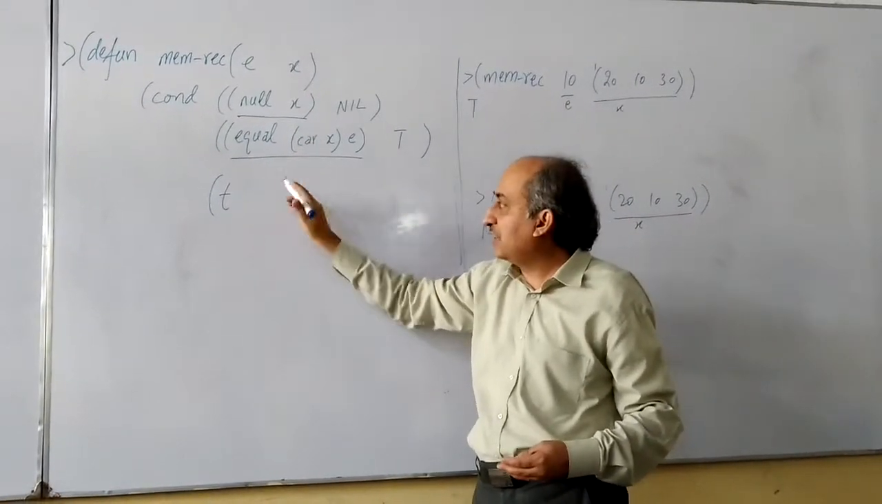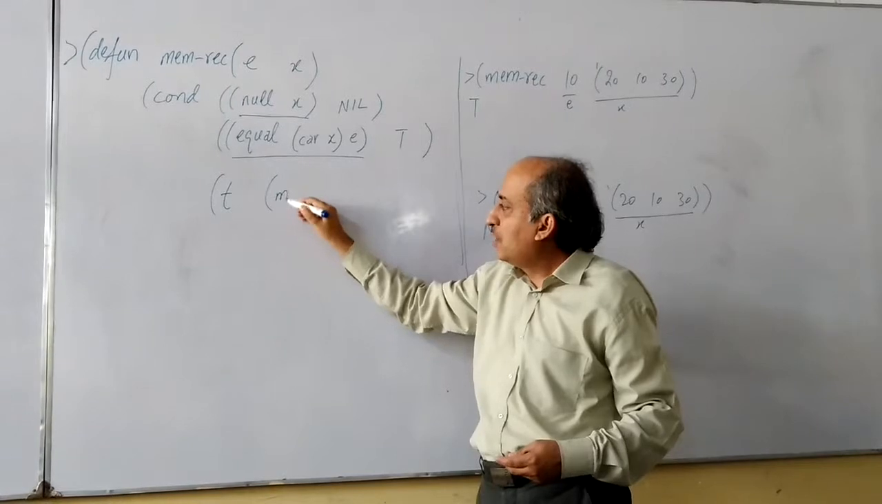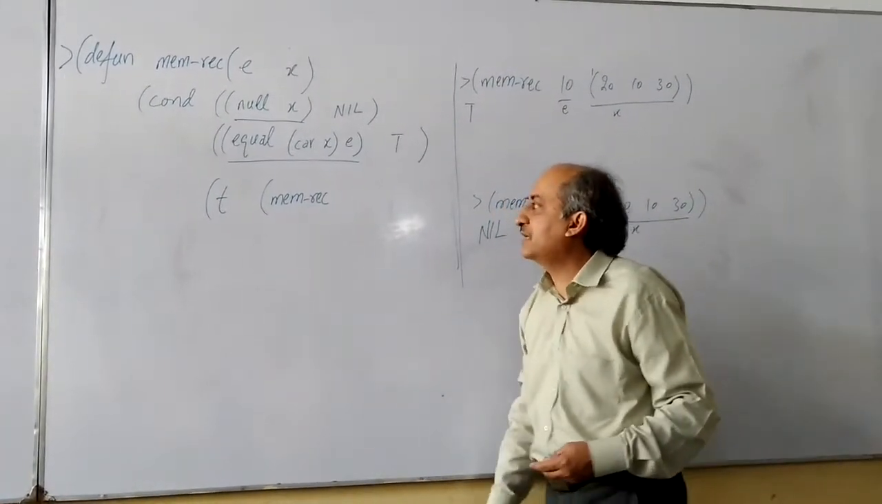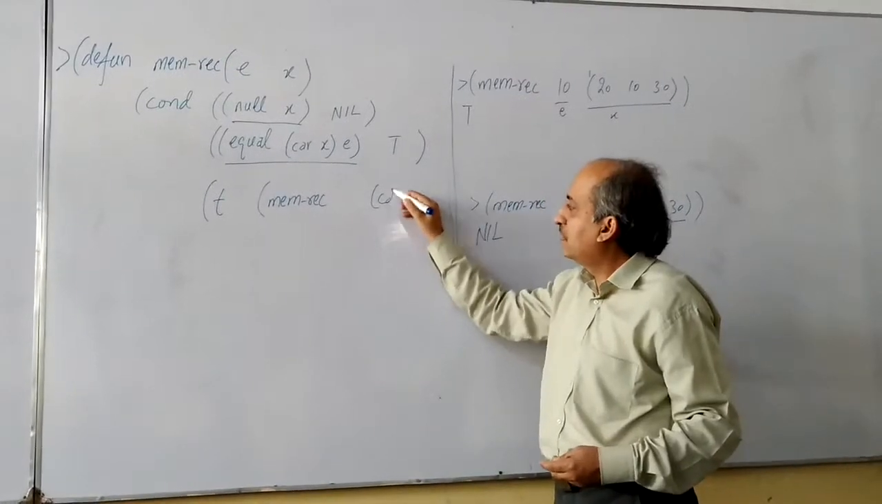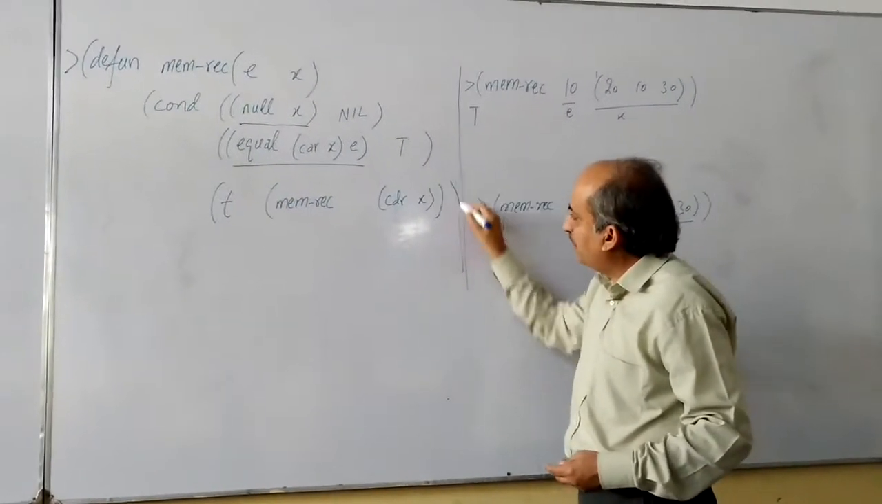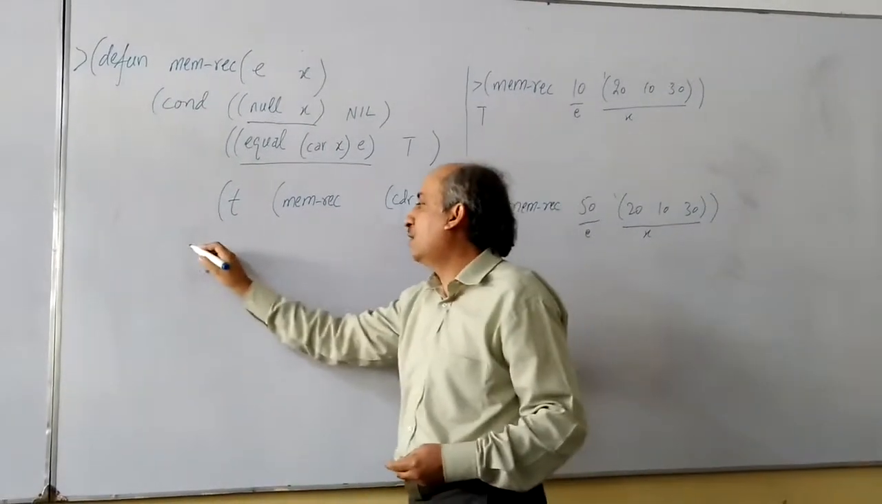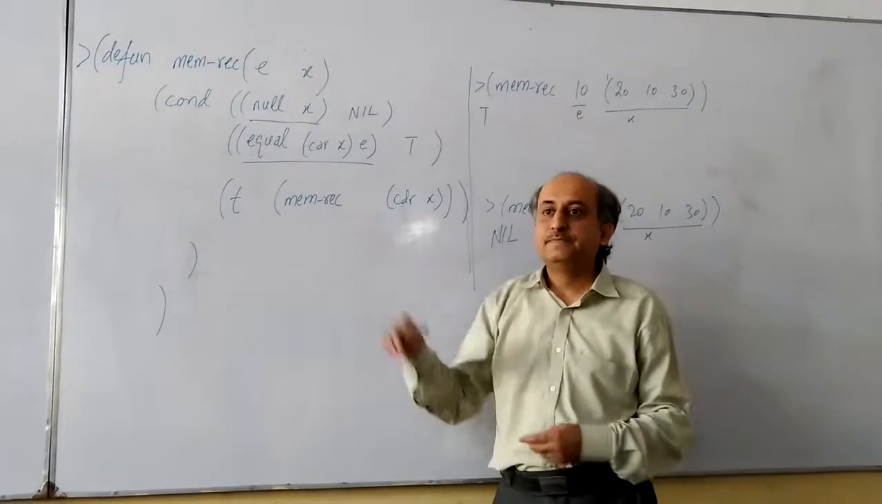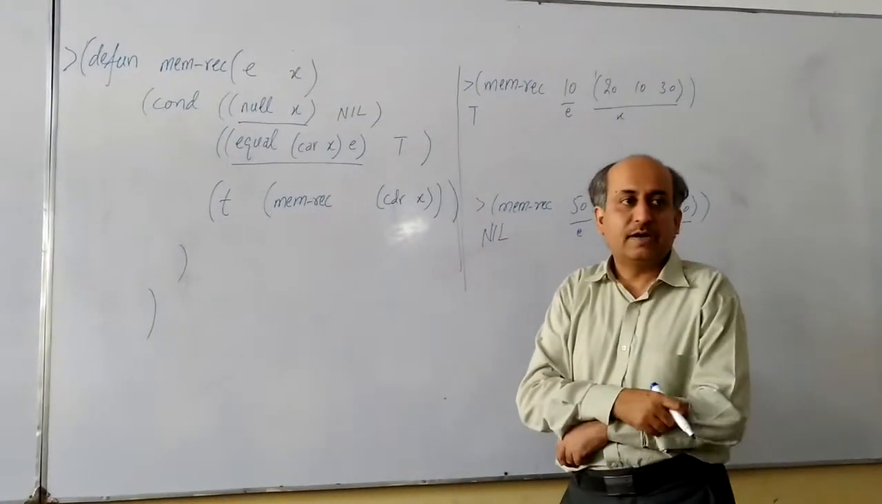Control will go to the default clause, and in the default clause, we don't need to maintain the result. We can simply call member recursive on the cdr of X. Member recursive call, this is the then part, and this is the default clause. Over here we close cond, over here we close define. Now, is it okay? Yes, sir. Or is there any mistake?